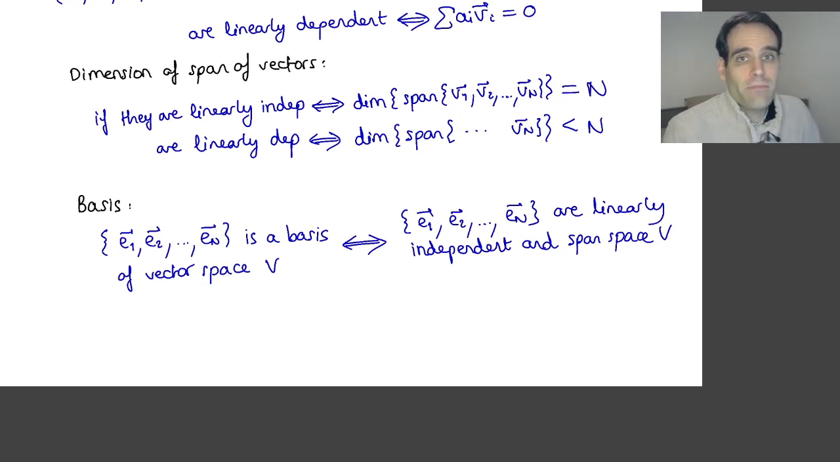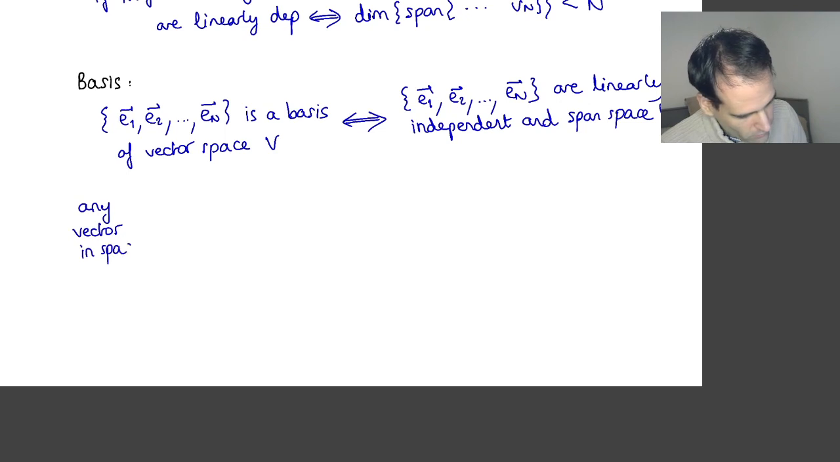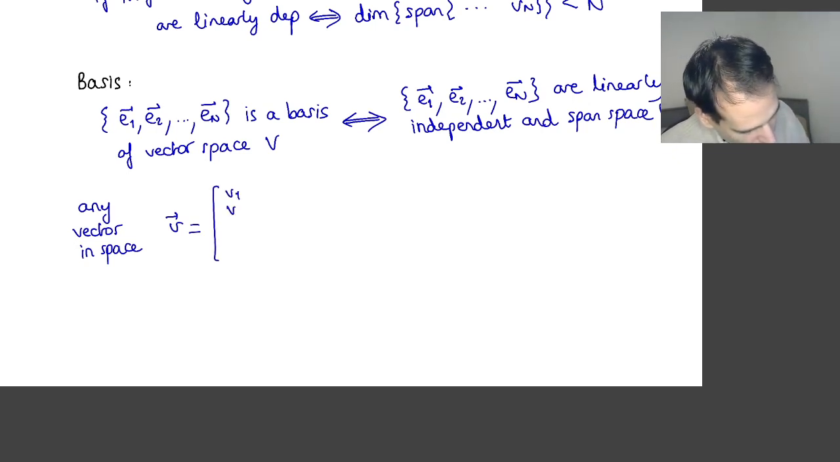Which means that if the space is n-dimensional, you need n vectors in the basis, because the span must have the dimensions of the space. Okay? And what does this imply? This implies that any vector in this space, let's call it a vector v, can be written as a column of different numbers, and these numbers are v1, v2, up to vn.